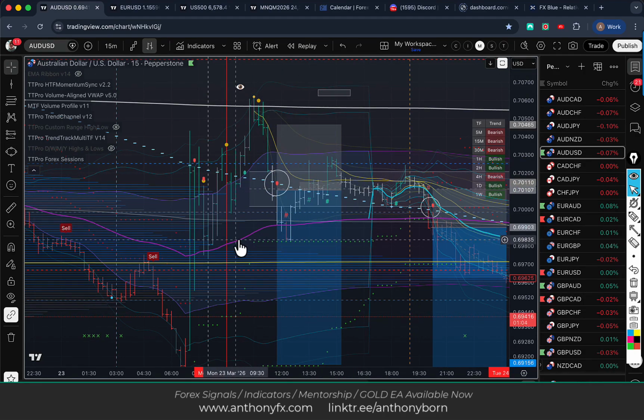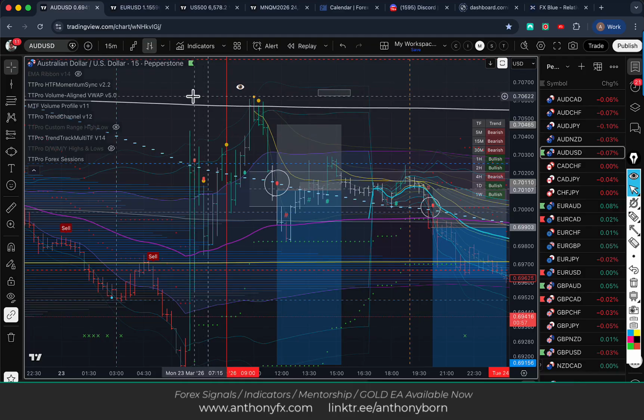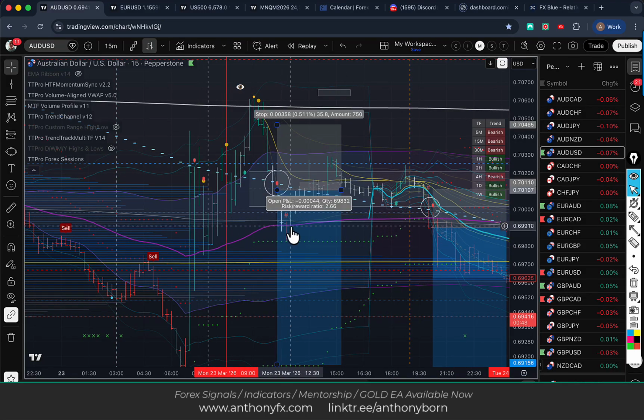Now the fact that this purple line is trending up is a little bit of a worry, because you want all of these lines to be trending down. Now have a look at this white one. That's a monthly VWAP, and it's trending down. We've got our blue momentum line trending down, but this one here is trending up at the moment. So you might want to think twice about it.